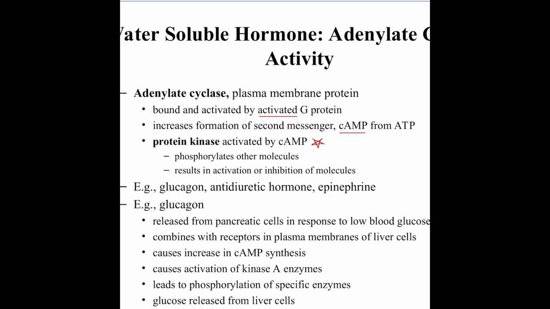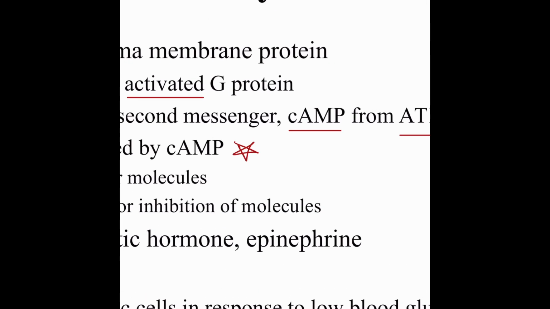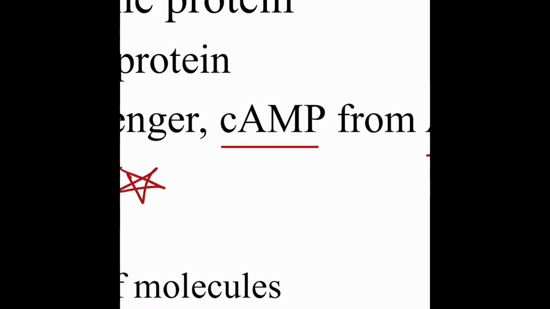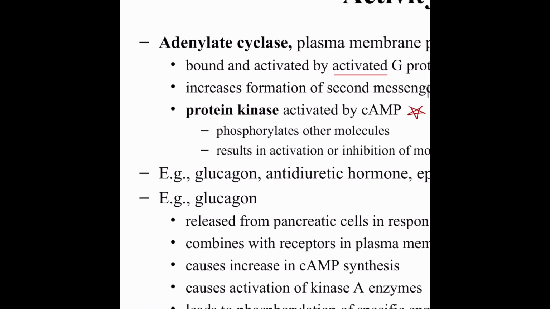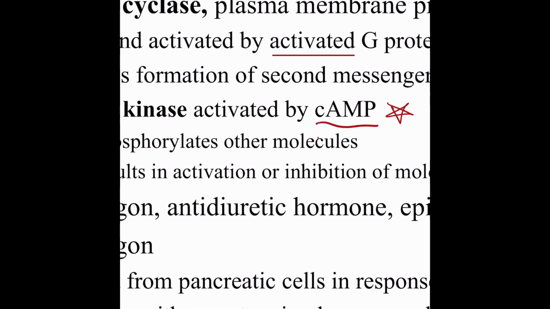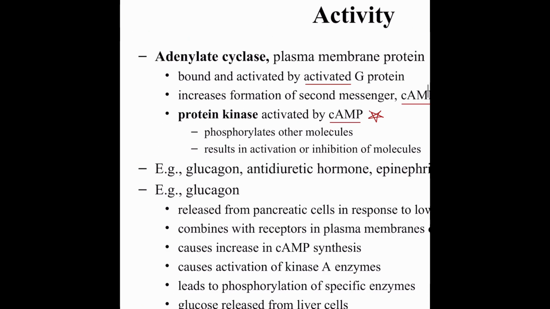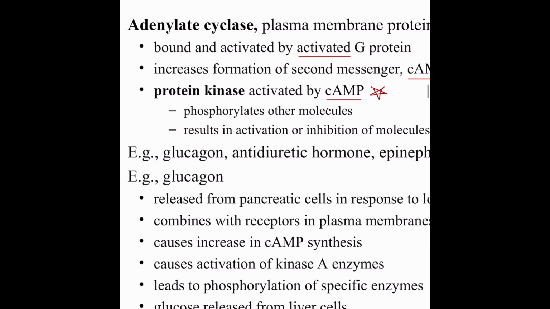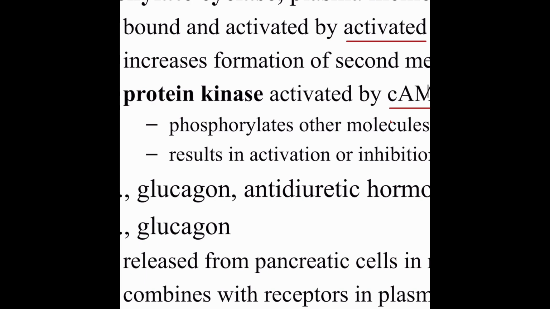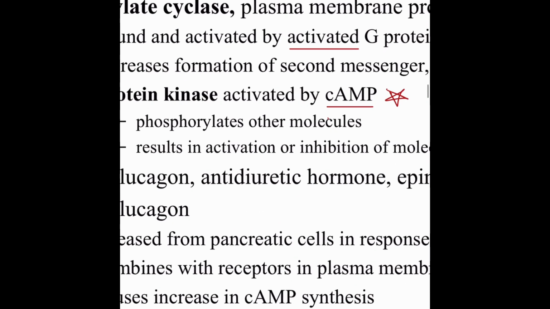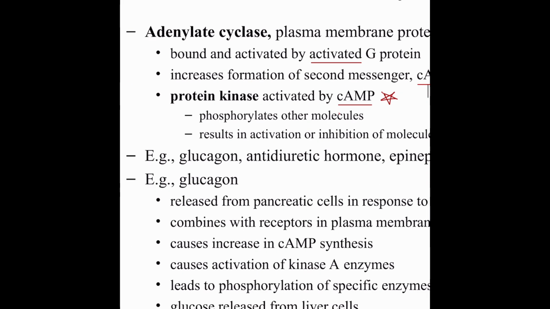ATP is adenosine triphosphate. This is cyclic adenosine monophosphate, right? And protein kinases are activated by cAMP. So they phosphorylate other molecules, which results in activation or inhibition of those molecules. A lot of molecules need phosphorus to be activated, right? So it can phosphorylate other molecules, meaning that it can activate other molecules, other receptors.